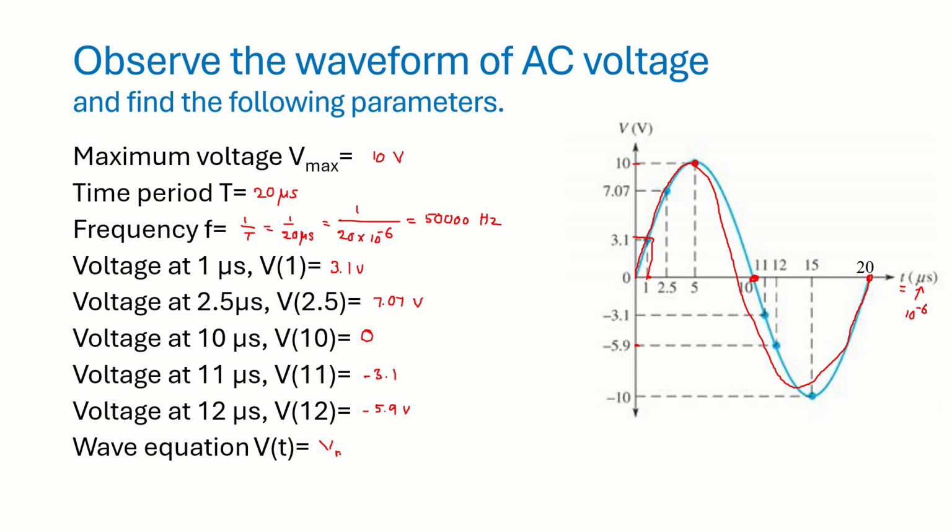And lastly we have to write the equation. So, the equation is V of t equal to V max sin 2 pi f t, which we know. So, which is equal to V max, the value is 10, sin 2 pi, f value is 50,000, the time, that is it. This is the wave equation.